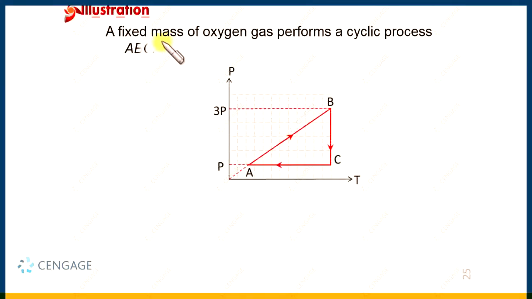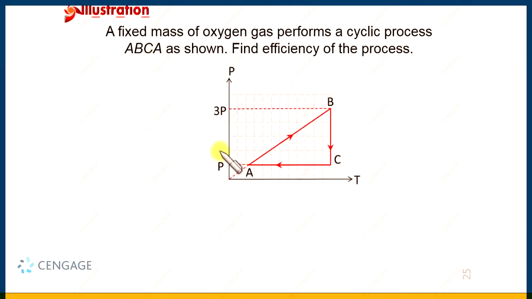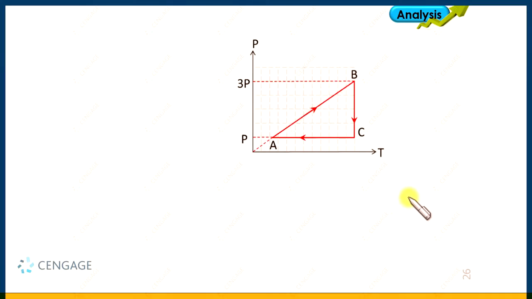In this illustration, a fixed mass of oxygen, that is a diatomic gas, performs a cyclic process ABCA, but in PT coordinates, and we need to calculate the efficiency of the process. We know efficiency is the output divided by the input. Output is always in the form of work done by the cyclic process and input is in the form of heat absorbed, that is Q positive. That means efficiency we can write as W divided by Q in, right. This is the efficiency.